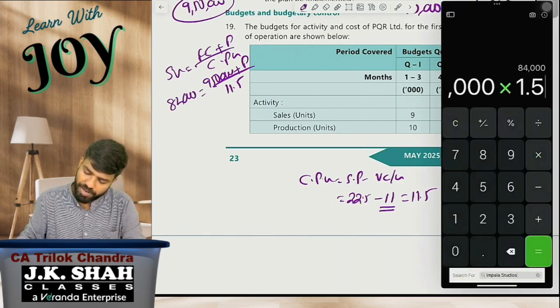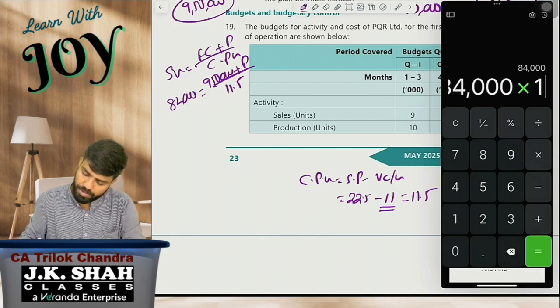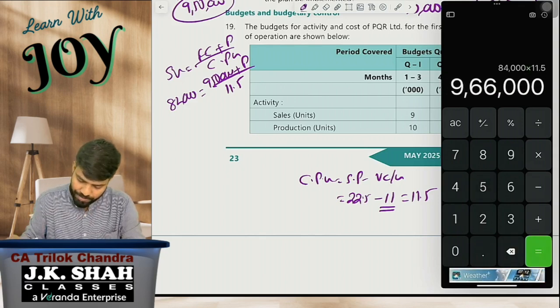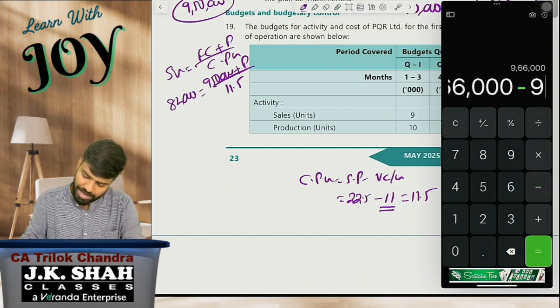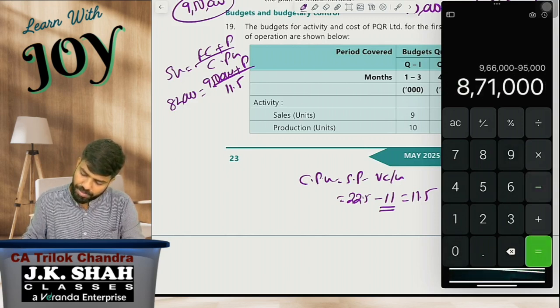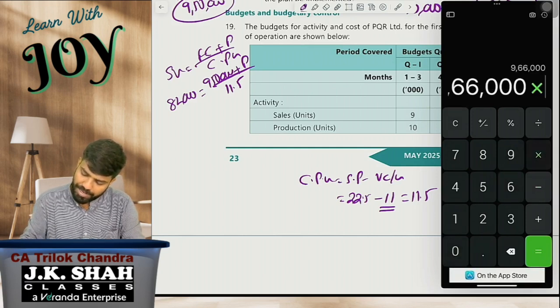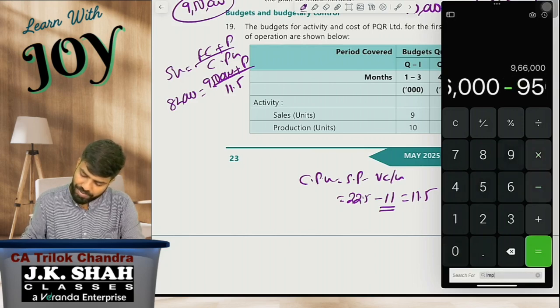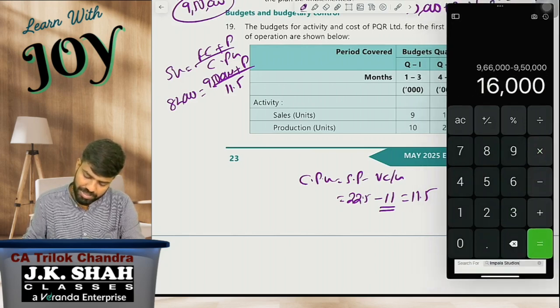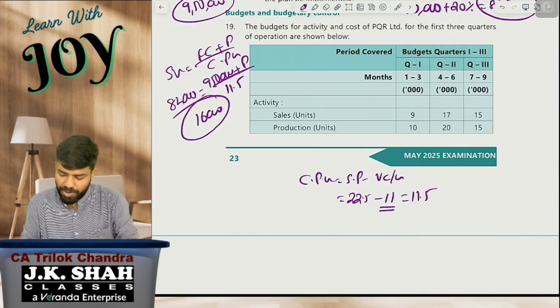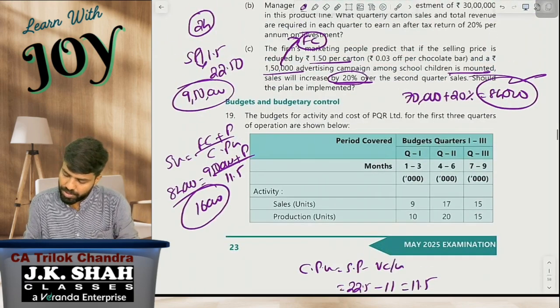into 11.5 equals 9,66,000 minus 9,50,000. Sorry, 9,66,000 minus 9,50,000 equals 16,000 is the profit. Earlier, how much profit were we getting? Look into that.